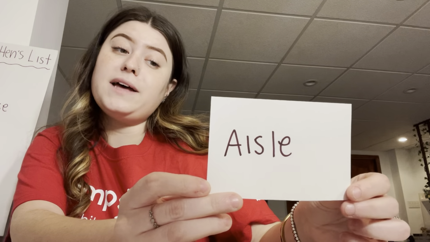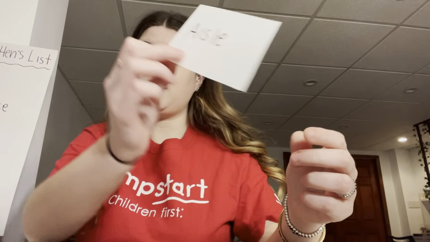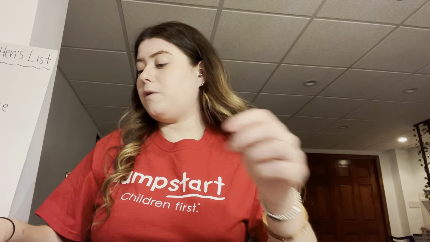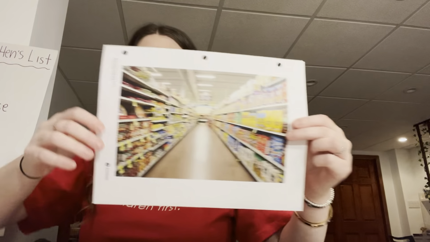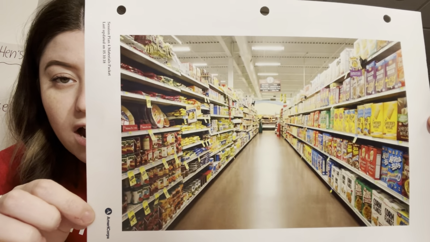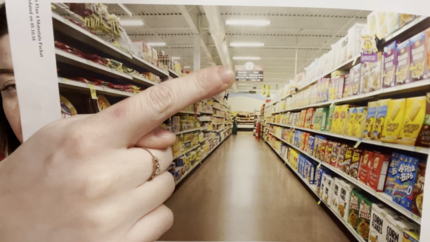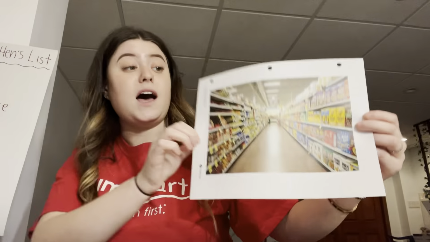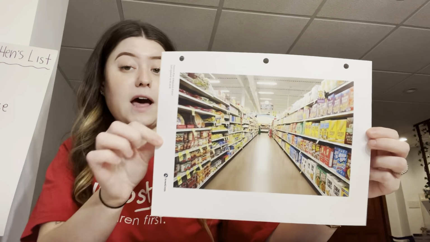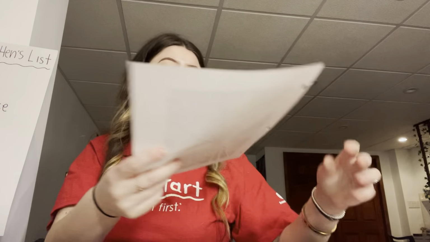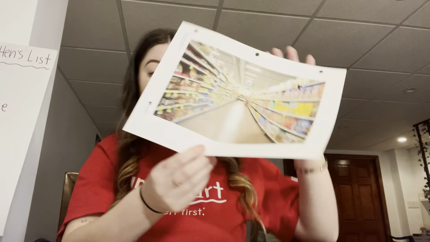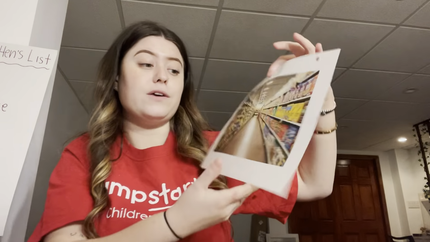Now, an aisle is a passage between shelves in the supermarket. So when I go to the store, I'll be able to go to the right aisle to get my stuff, the same way that the little red hen was able to find everything she needed easily. So now here's a picture of an aisle. And what do we notice up here? That's a sign. And on the sign, it tells you what is in the aisle so that you don't have to walk up and down all of the aisles trying to find what you need.